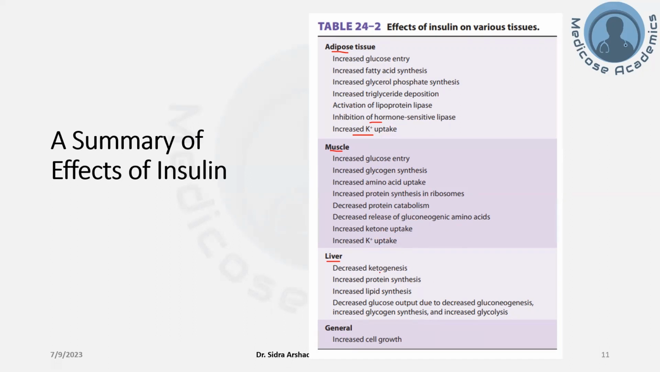In the liver, there is decreased ketogenesis, increased protein synthesis, and increased lipid synthesis. All of these effects are actually preventing the use of lipids as an energy source in the presence of glucose. However, the lipids should be stored for use when the insulin levels are low, that is, in post-absorptive states. There is increased lipid synthesis and decreased glucose output due to decreased gluconeogenesis. There is increased glycogen synthesis and increased glycolysis, that is, utilization of glucose is increased in the presence of insulin. Generally, all over the body, insulin is involved in increased cell growth.